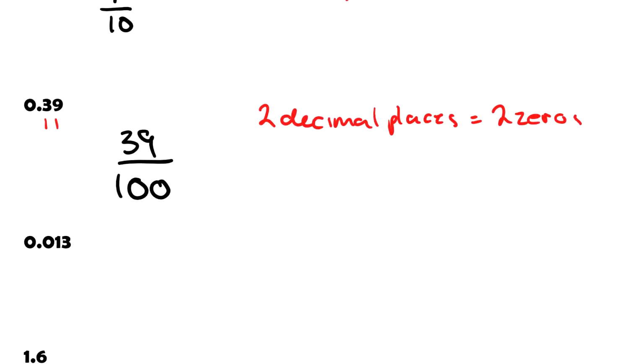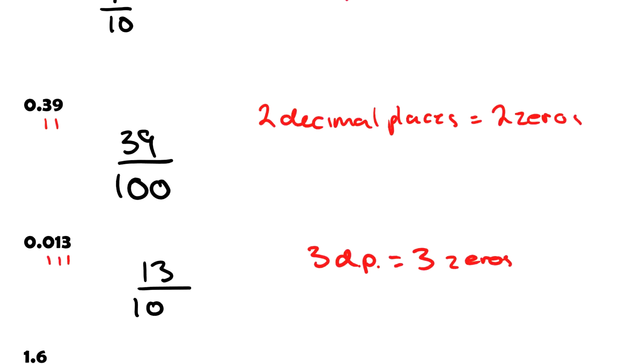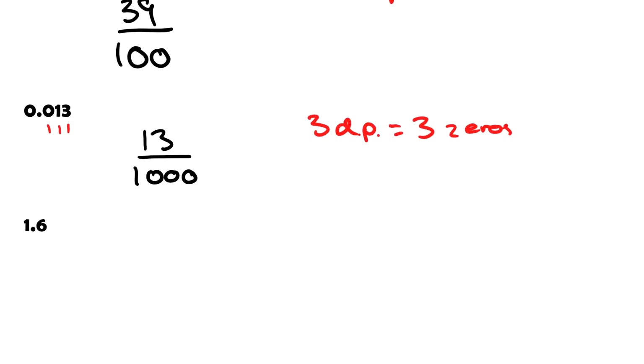Next one we have 0.013, so 1, 2, 3. So yep, you're right. So 3 decimal places equals 3 zeros. So what we get is 13 over 1,000 because it's got 3 zeros. Now we have a whole number out the front, so we can just keep that there. Then our 0.6 is one decimal place, so it's going to be 6 over 10. Okay, now this 6 over 10 can be simplified down, so 3 over 5. Alright, so also look out for that when you can simplify the fractions down.